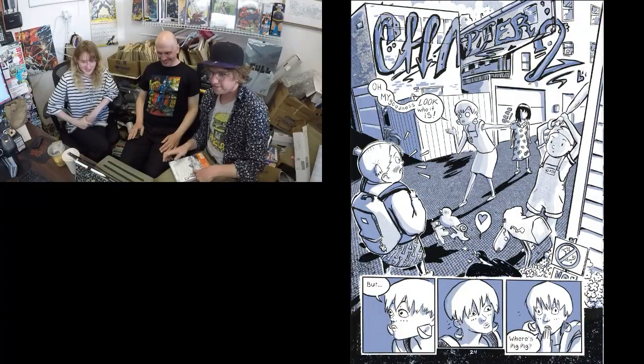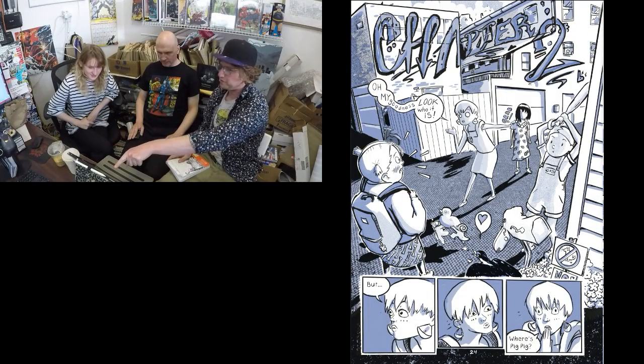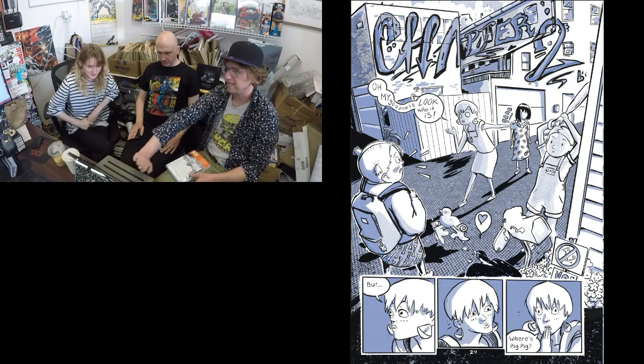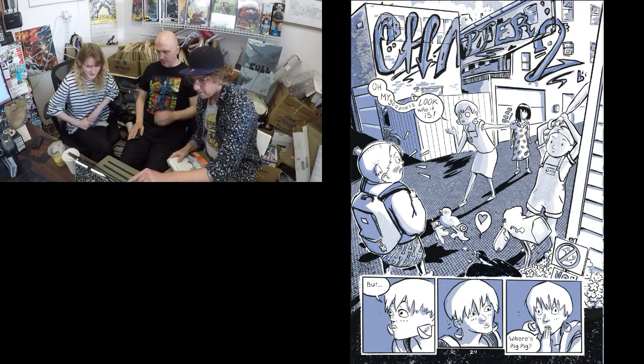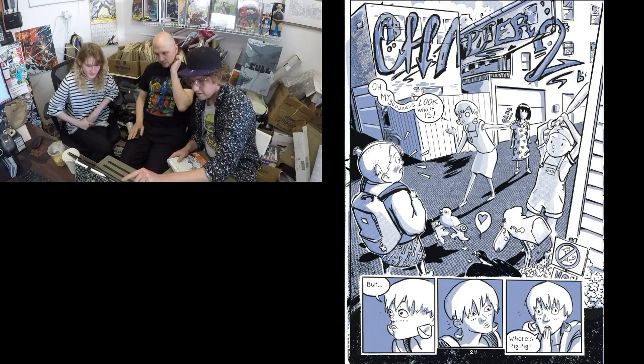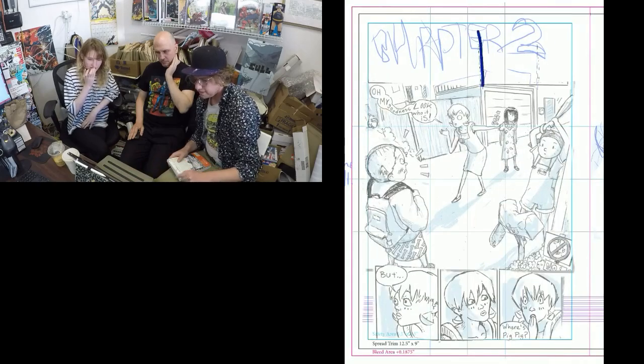I was really proud of this page. This was the beginning of chapter 2, and that's when I started deciding I was going to have the chapter incorporated into a splash page. That's awesome. Yeah, I like that. That's really cool. Alright, here's the time-lapse replay.